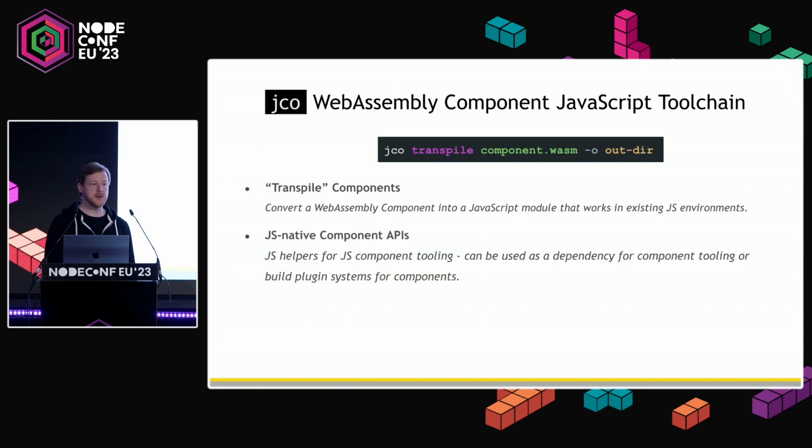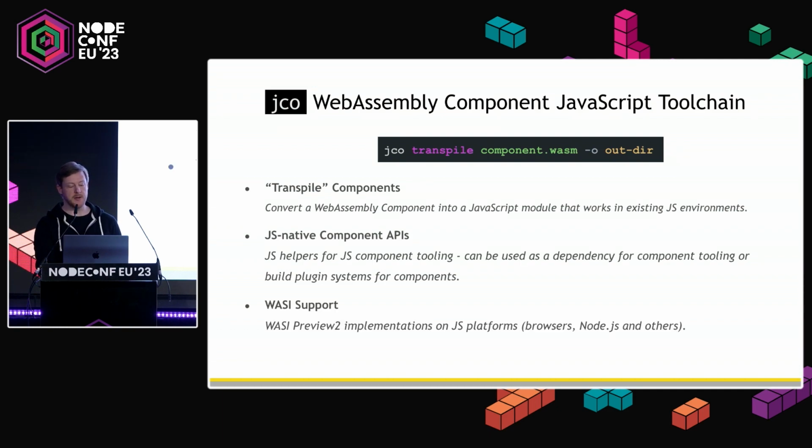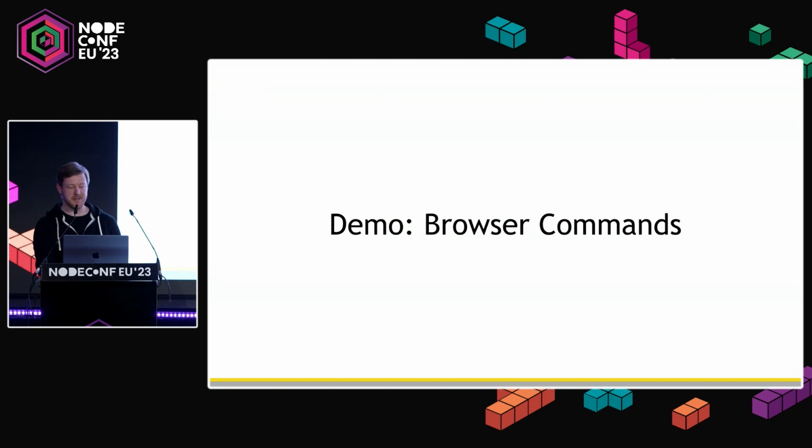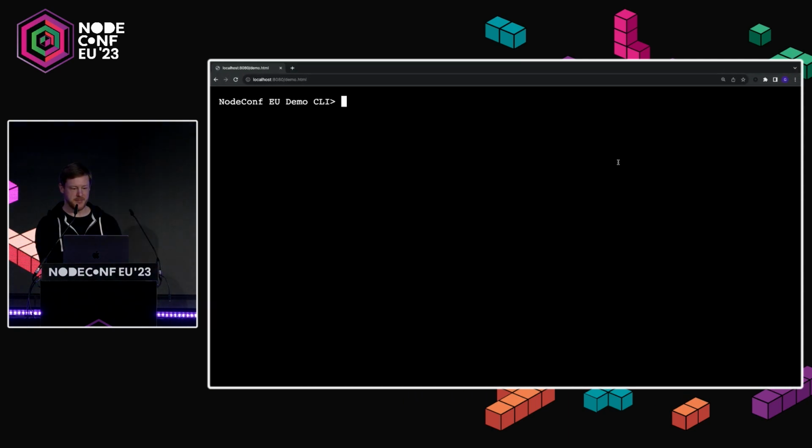In addition, the JCO project also provides some JS native component APIs. So for example, you can use it as a dependency on NPM and have access to a bunch of component tools. And then also providing first-class support for WASI. Okay, so I'm going to dive straight into the demo, and hopefully that'll give a lot of these ideas a little bit more context.